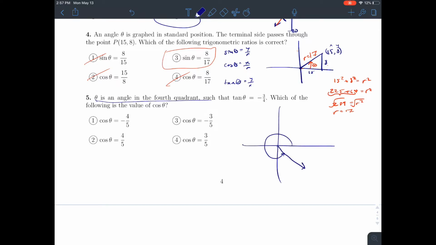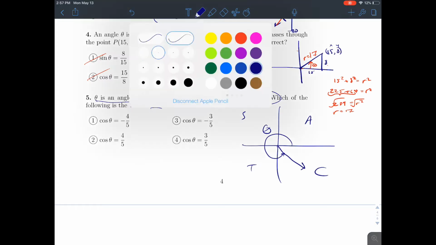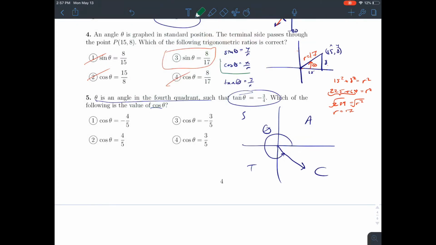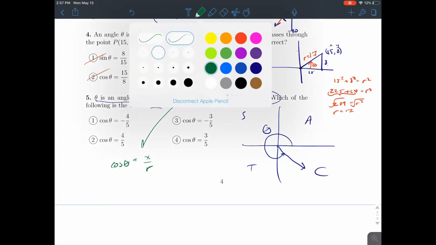So theta ends here. The tangent of theta is negative 3 over 4. So, all students take calculus, it makes sense that tangent is negative here. To figure out cosine of theta, we want to actually use the same formulas as above. But in order to do this, we need to know something about the coordinates.